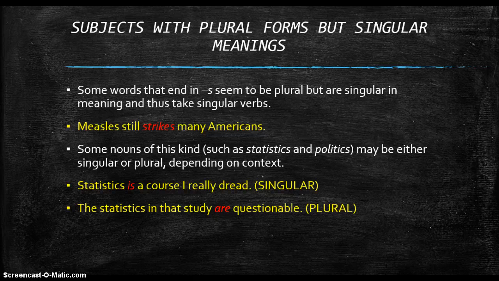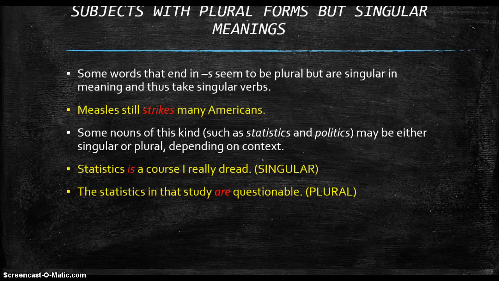When you have subjects that have plural forms but singular meanings, and what I mean by this is sometimes things end in S and it looks like it would be plural, but it's really just singular. So, for example, measles still strikes many Americans. Measles ends in S and it looks plural, but it's actually singular. You have some nouns, like statistics and politics. They can be either singular or plural, depending on the context. Let's look at statistics. Statistics is a course I really dread. Statistics is talking about one specific college class, and that's a course I really dread. It's singular. The statistics in that study are questionable. That's more than one, so it's plural.